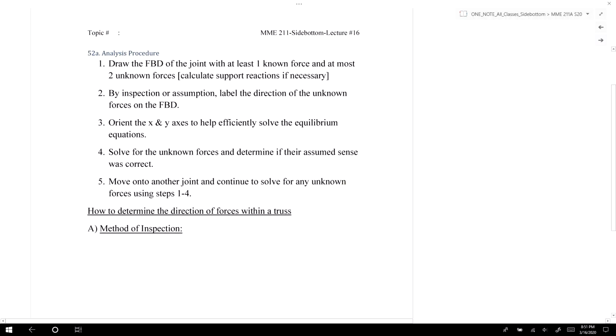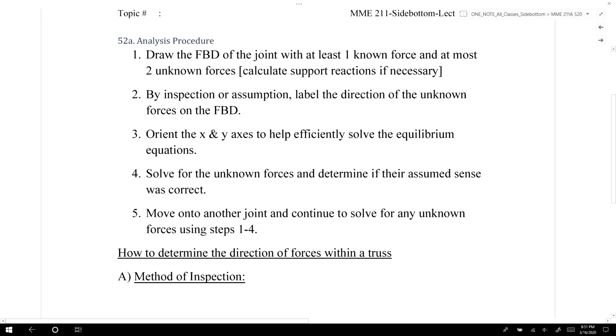So to analyze an entire truss, you can use the following analysis procedure. First, draw the free body diagram of the joint with at least one known force and at most two unknown forces. You can then, by inspection or assumption, label the direction of the unknown forces on the free body diagram. You should then orient your x and y axes to most efficiently solve the equilibrium equations. You'll solve for the unknown forces using the equilibrium equations, and you can then determine whether or not the assumed sense of direction was correct.